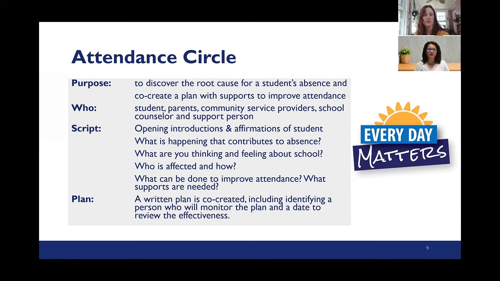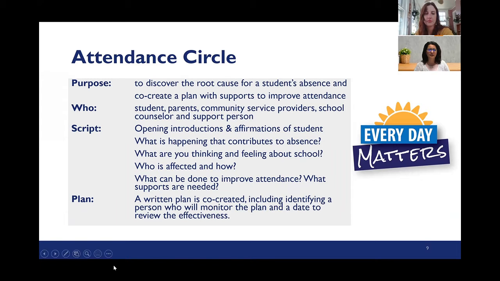And here's a script that I offer. We start with introductions and an affirmation round to affirm the student. This gets things off on a very positive note. Then we use these versions of the restorative questions. What is happening that contributes to absence? The talking piece is passed around and everyone responds to this prompt. What are you thinking and feeling about school? Once again, everyone responds to this prompt.